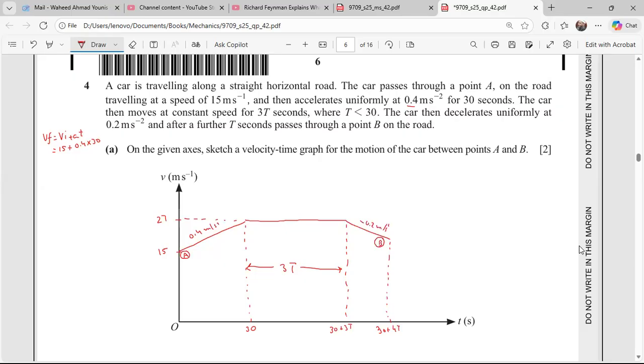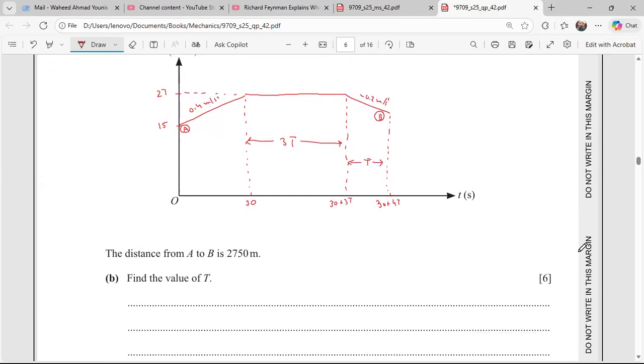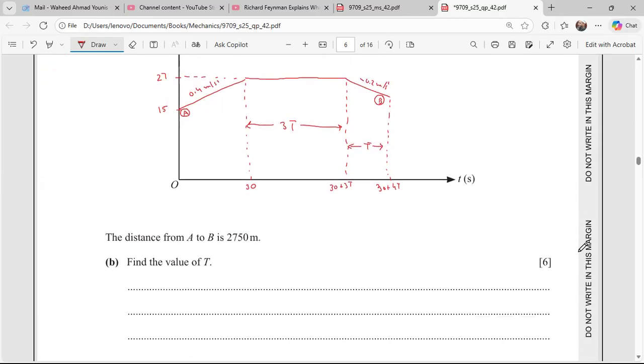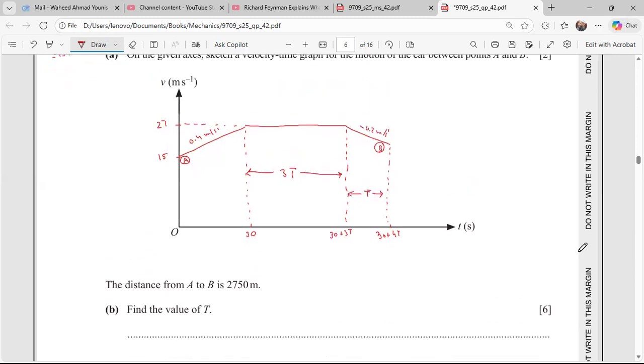Since we do not know the exact value of this capital T, I cannot find the exact value of this final speed. Okay, on the given axis, sketch a velocity time graph for the motion of the car between point A and B. Yeah, this is what we finished. Okay, next question: the distance from A to B is 2,750 meters. Find the value of T.